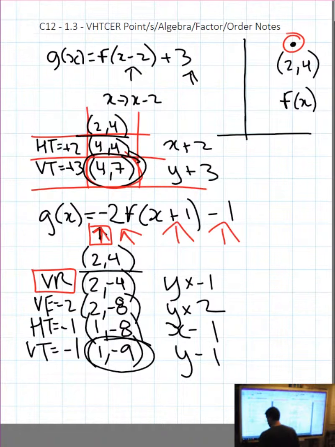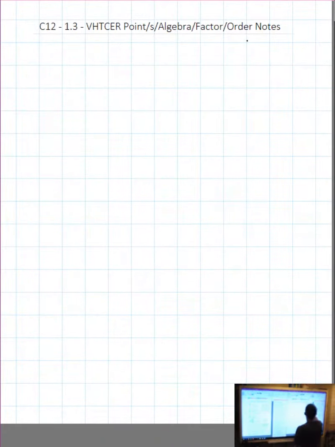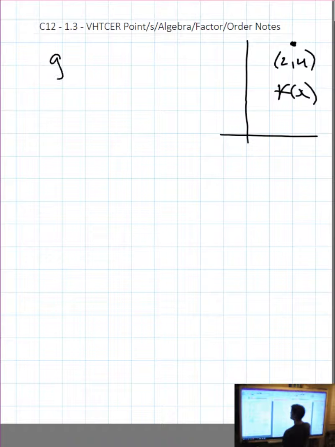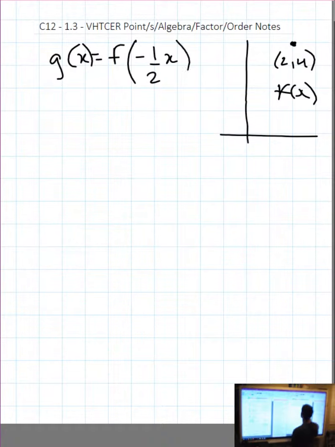So let's take a look at a bunch more examples. Again, let's take the point (2, 4), a nice easy point to work with, and let's call it (x, f(x)). Now we're still on the last page of notes, just about halfway down, so let's find g(x) = f(-1/2 x).